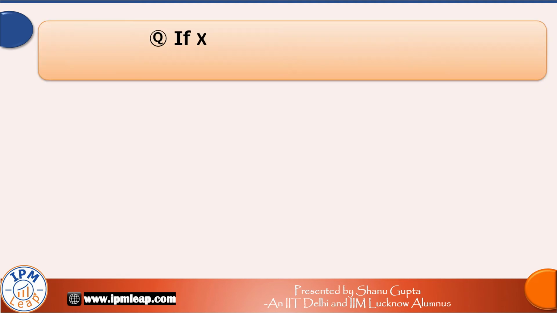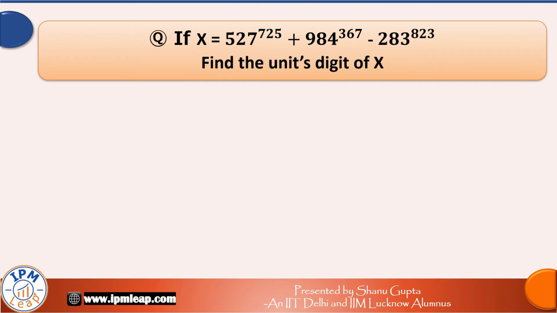Now let's mix up all the three categories and whatever else we have learned so far, and let's try out some awesome questions from this topic. So the question on your screen is, if x is equal to 527 raised to the power of 725 plus 984 raised to the power of 367 minus 283 raised to the power of 823, find the unit digit of x.